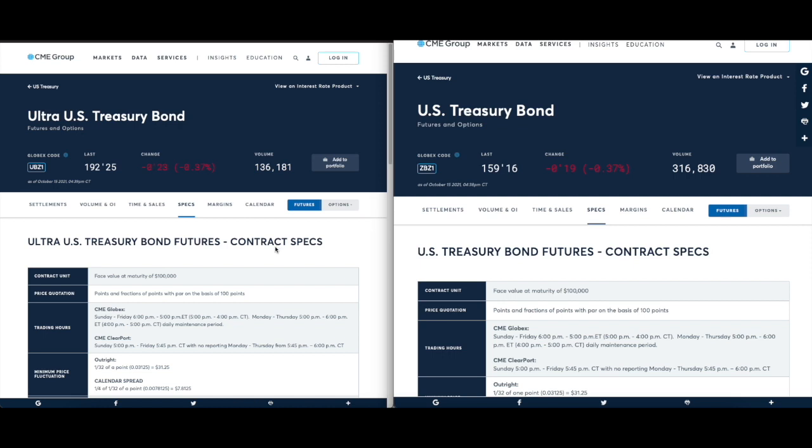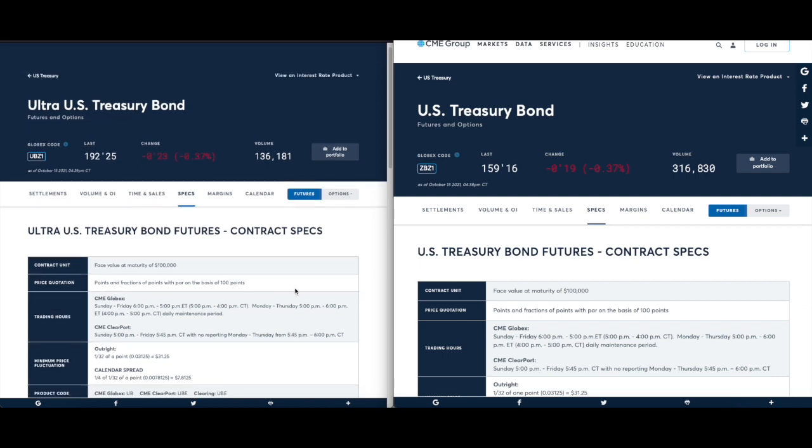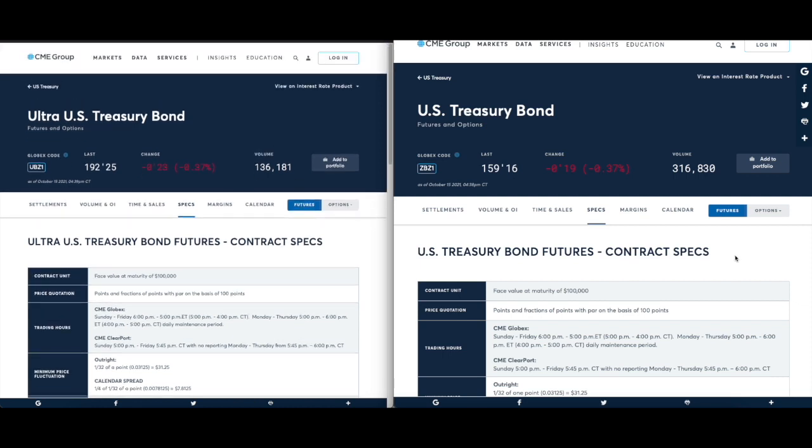I don't know if that added more clarity or muddied the waters, but it at least gives you some perspective on the fact that the Ultrabond and Treasury bond are both on the 30-year. Treasury bond is a closer time until maturity than the Ultrabond, and that is part and parcel why the Ultrabond trades a little bit more hectic than the standard U.S. Treasury bond, ZB. Otherwise, same product, basically exact same contract specs.